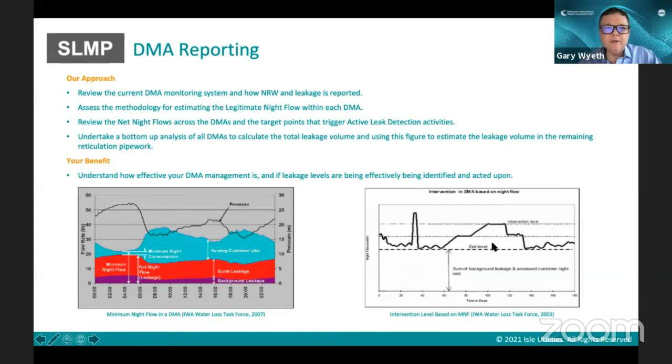Once you've worked out roughly what your real losses are inside the DMA, you can then work backwards and say, okay, if I know what my real losses are, and I know what my total non-revenue water is inside the DMA, then I can subtract one from the other and get an idea of what the apparent losses are in each DMA. And with this, it would help you to understand whether you've got meters that need replacing in that DMA, or maybe there are some customers which are missing from the billing database that need to be added because they're not reported correctly.